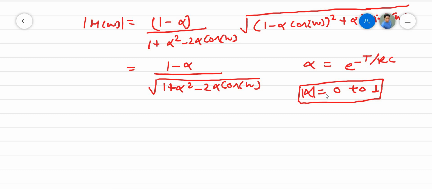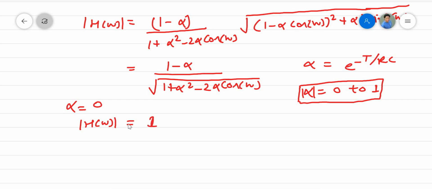So if we substitute alpha is equal to 0, you can see it is 1 over under root 1 plus 0, so H omega will be 1. For alpha equal to 0, mod of H omega will be equal to 1, so H omega is just equal to 1.